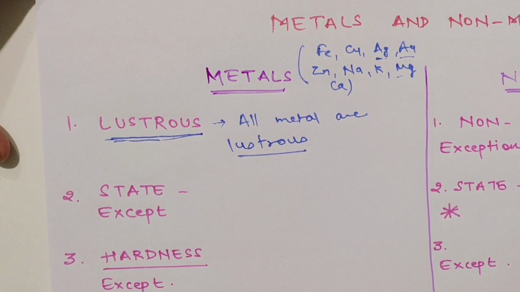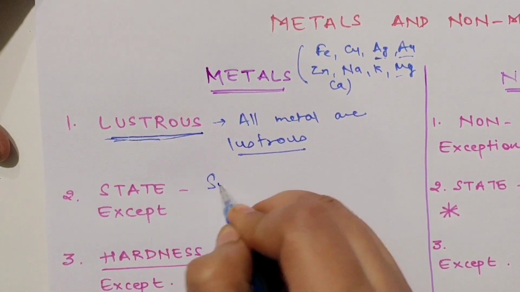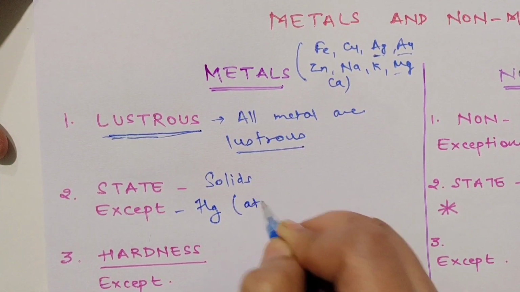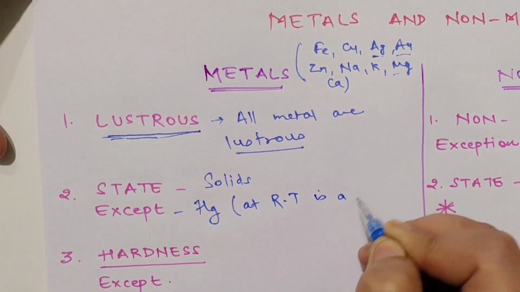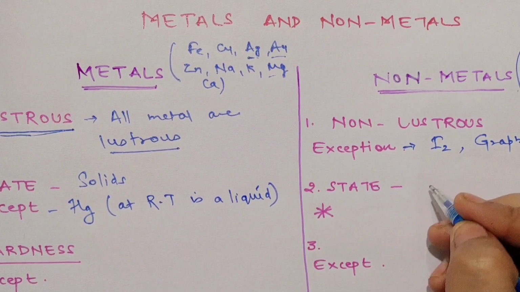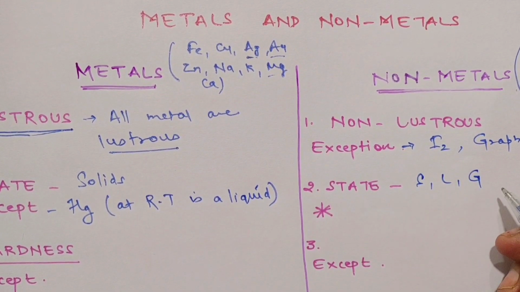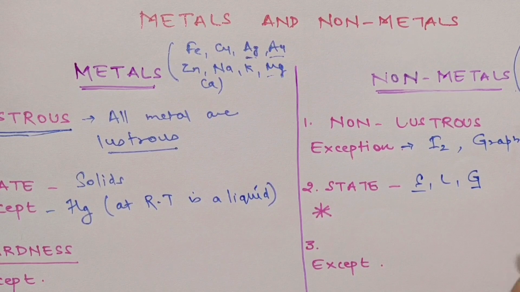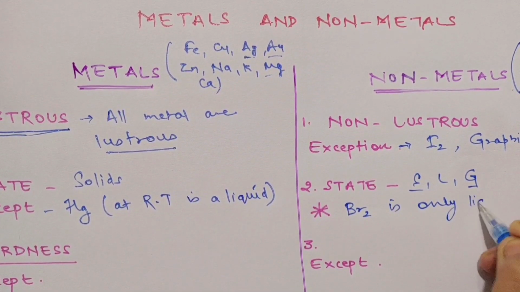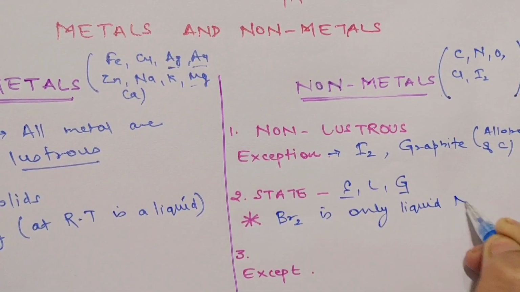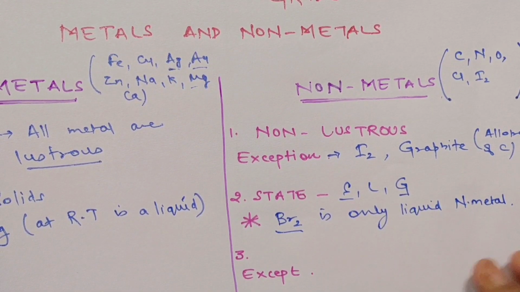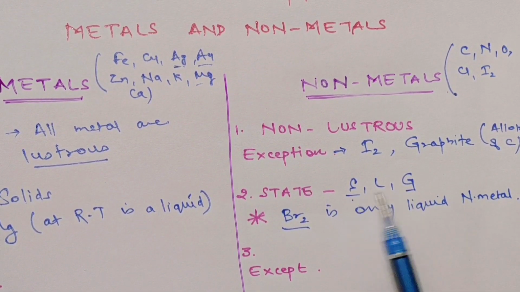Coming on to the next part, state. Metals are all solids except mercury. Mercury at room temperature is a liquid. Okay. Non-metals, they are solids, liquids and gases. Okay. Most of them are solids and gases. Bromine is the only liquid non-metal. It's not an exception. It's just information. Bromine is the only liquid non-metal. Rest of the non-metals are all solid and gases.